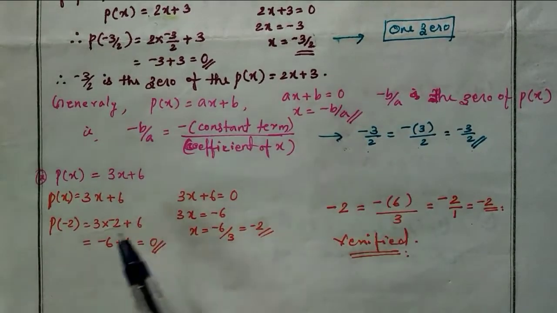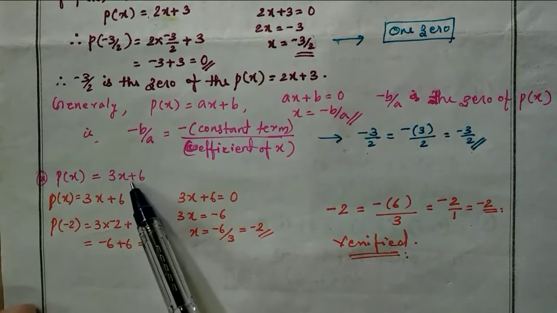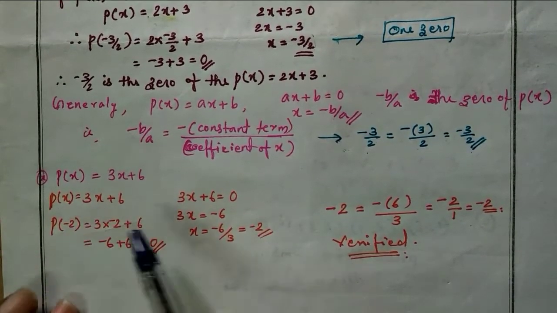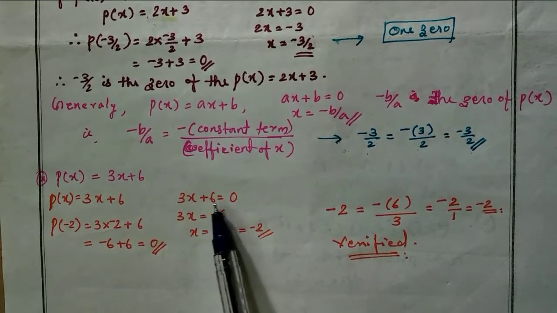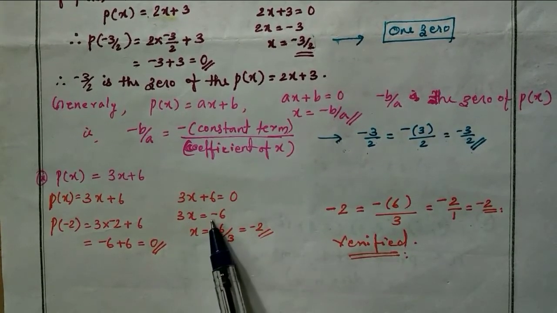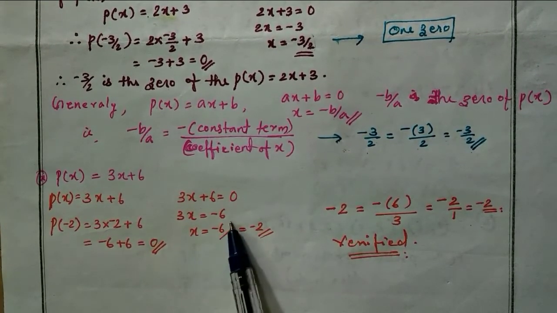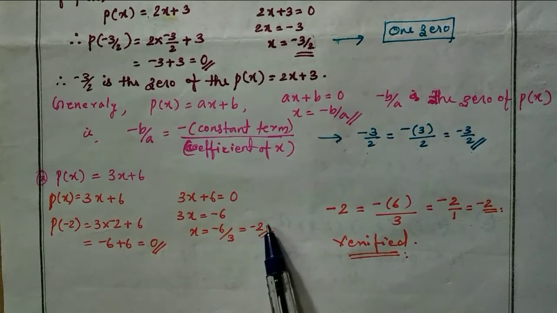Ready? Then one more example, p of x equal to 3x plus 6. So first, equating to 0. 3x plus 6 equal to 0. 3x equal to minus 6. x equal to minus 6 by 3 is equal to minus 2.